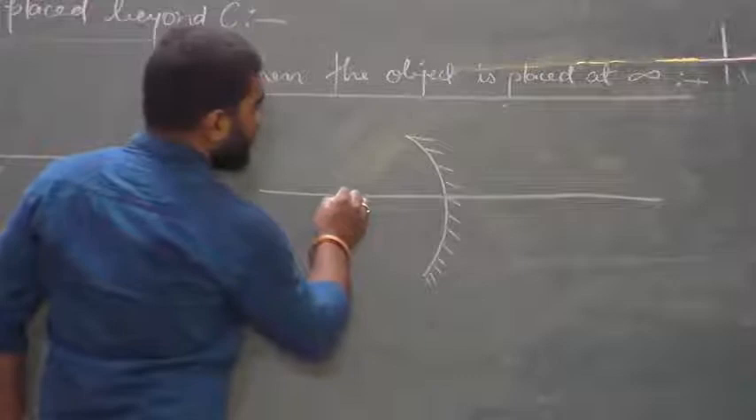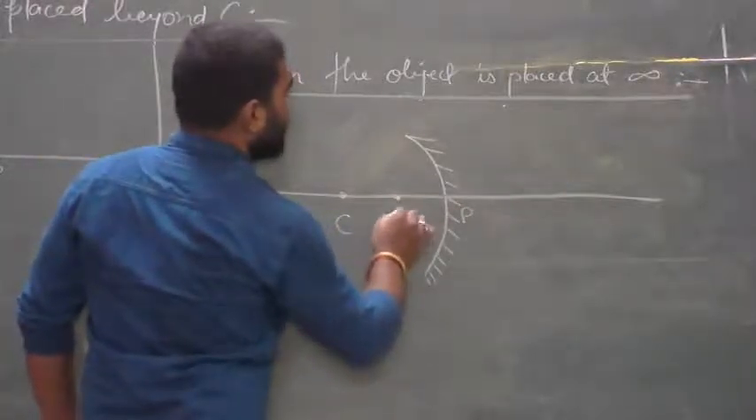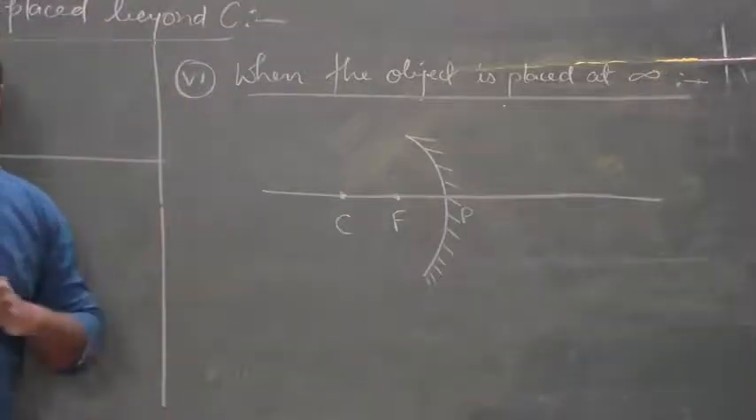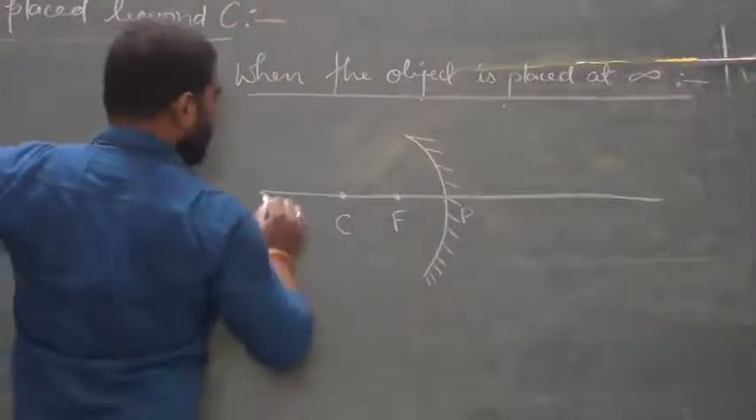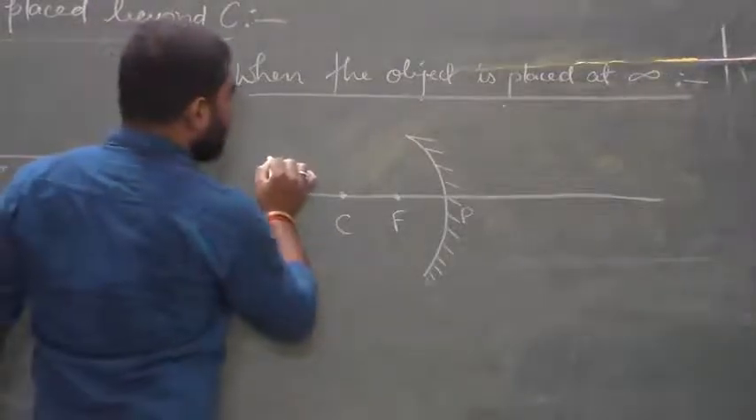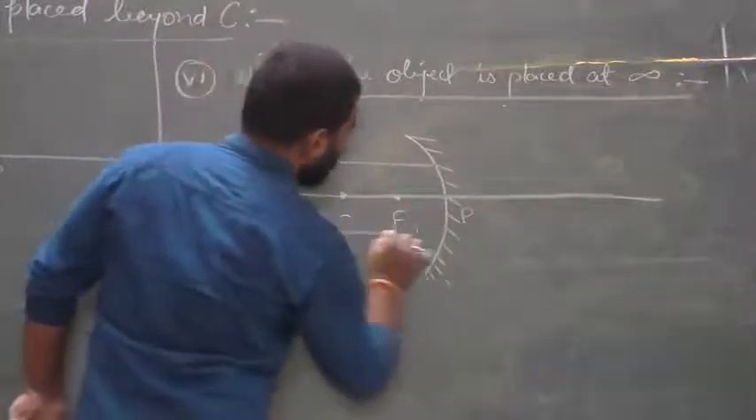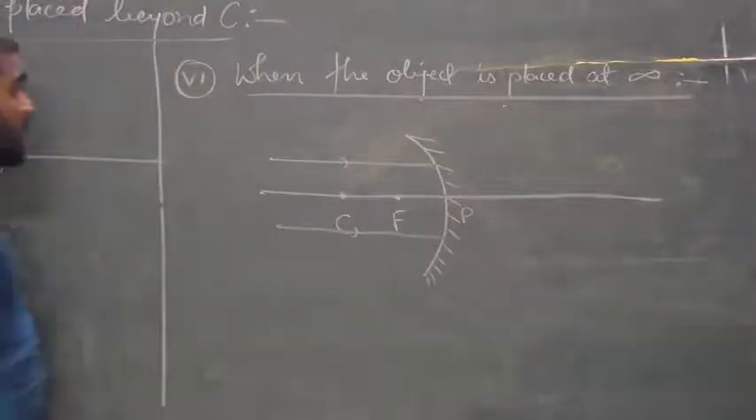This is supposed to be the center of curvature, this is the pole, and this point should be the focus. When the object is placed at infinity, where will the image be formed? Let us suppose the object is at infinity and the rays coming to the mirror are parallel to the principal axis. It is in a very simple way. These rays are coming parallel to the principal axis.